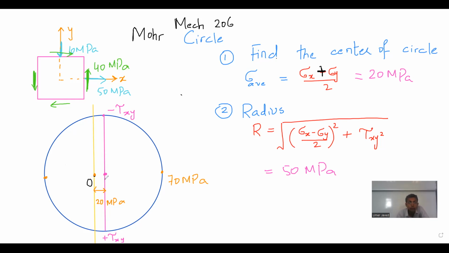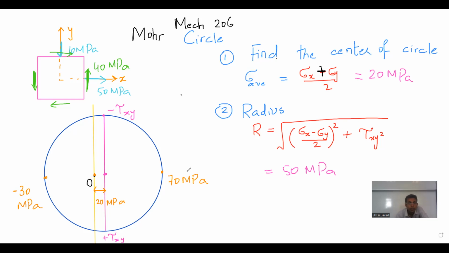Let's do it together. So radius is 50, total 50, and this is 20. No, 30 or negative 30? Negative 30. Now your answer is correct. Good.